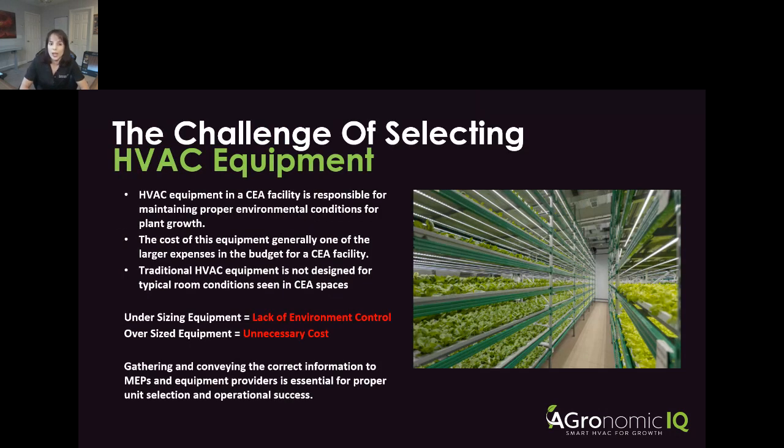The challenge we have in selecting HVAC equipment is that HVAC equipment is responsible for the humidity mitigation and the temperature management in these facilities. Anybody that's been in the CEA space knows that HVAC equipment is kind of the silent killer when it comes to budgeting for these facilities. It is usually one of the much larger expenses, and it usually also requires things like power upgrades in conjunction with lights and the like. So it's a big capital expense.